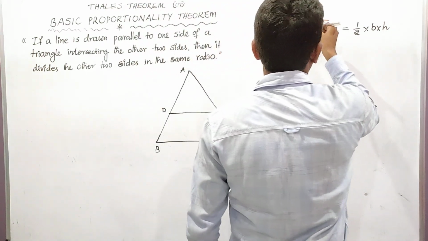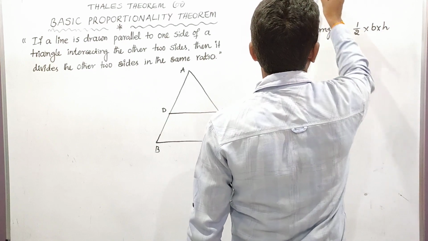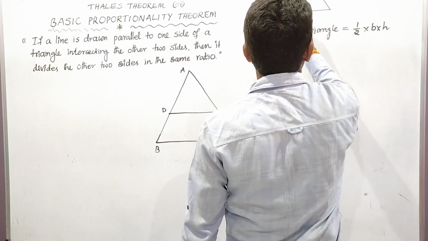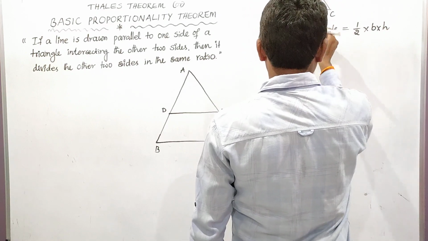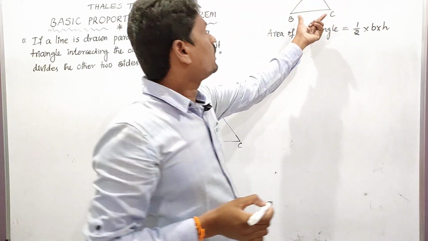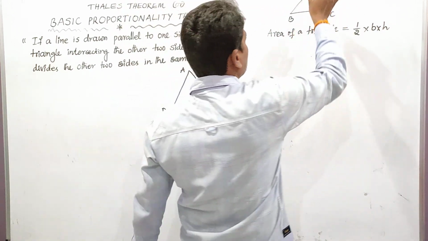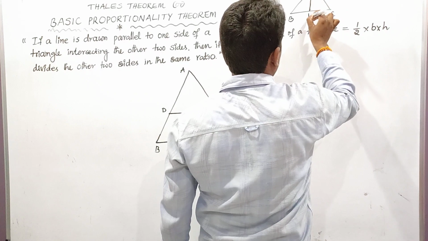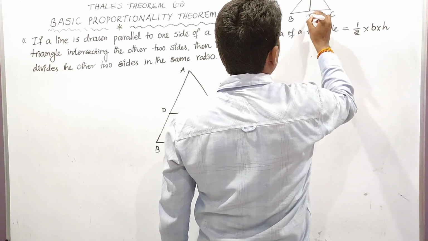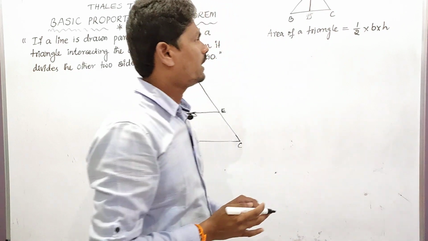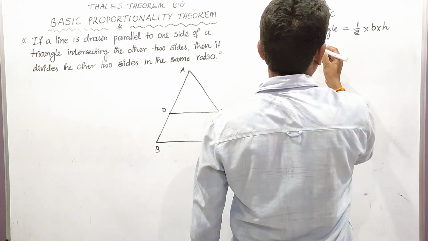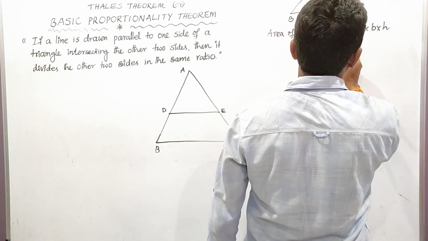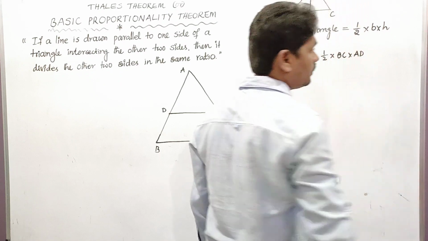So see student, here again ABC is a triangle. Area of triangle ABC is equal to, if I take BC as base, then the perpendicular height onto the base, let it be D. So if I take BC as base, then AD becomes height. So if I want to write the area of triangle ABC, it is half into base into height, half into BC into AD.